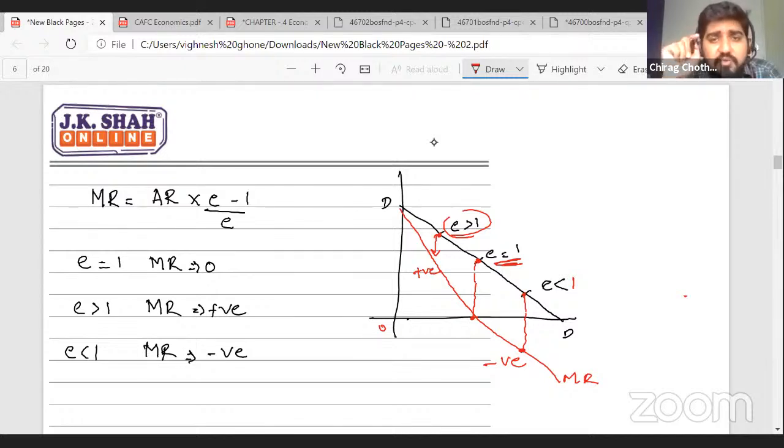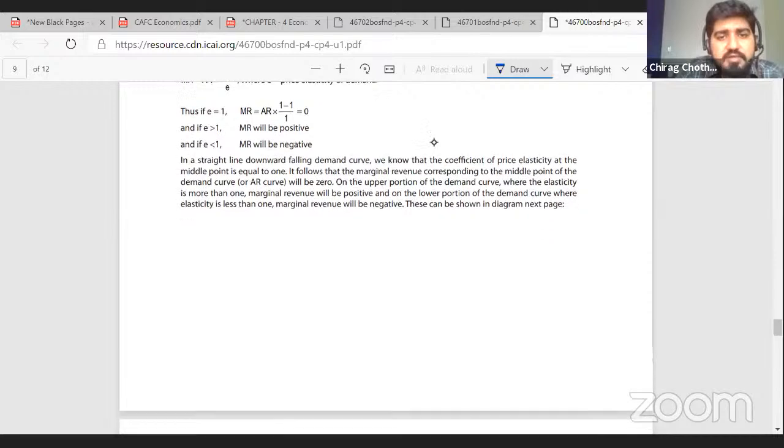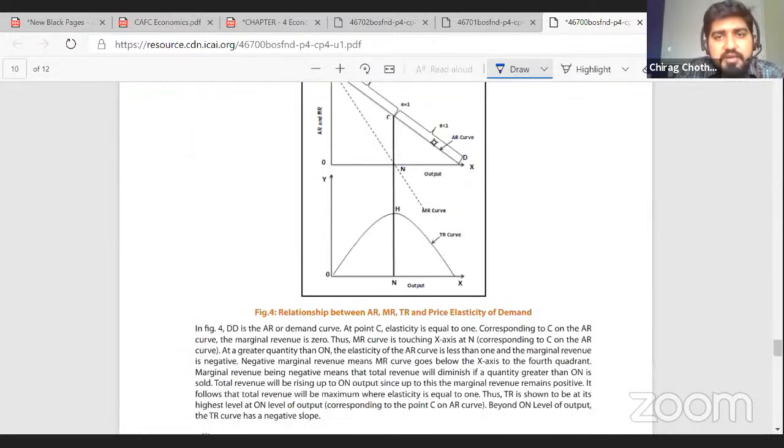Very simple. I'm taking too much time on this because I want you to have it straight in your head. No chance can be taken here, students. These are the points where they ask MCQ. Certainly, there will be one MCQ on this relationship. Okay, let's go ahead. So yeah, we know the relationship between MR, AR, and TR, right?